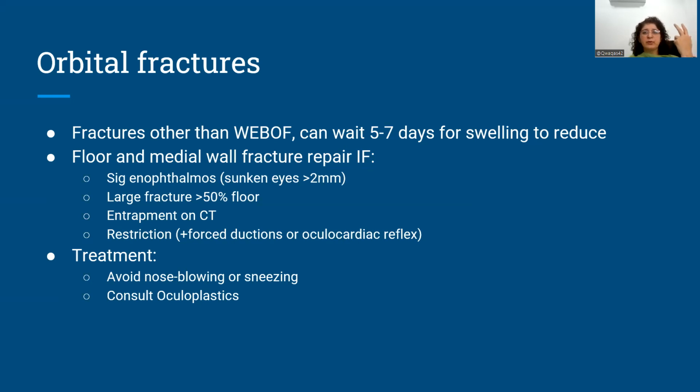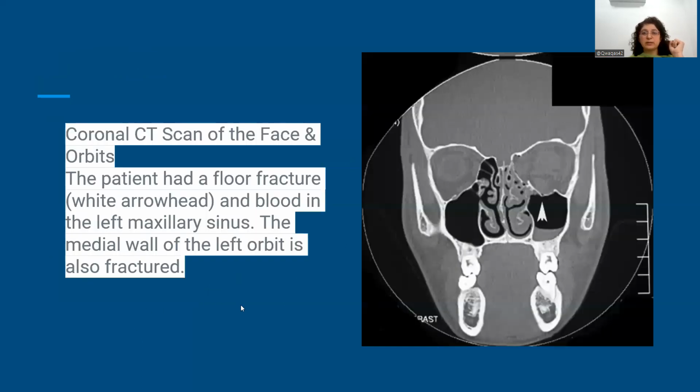Number three, if there's entrapment on the CT scan, as shown in the previous CT, and there's restriction in the movement of the eye. So when you do forced ductions, the test is positive, or you can elicit the oculocardiac reflex. So while these patients are in the emergency room, you should tell them to avoid nose blowing or sneezing because that can cause air to accumulate under the tissues, making the eye exam harder and can actually increase the pressure in and around the eye. And you should also consult oculoplastics.